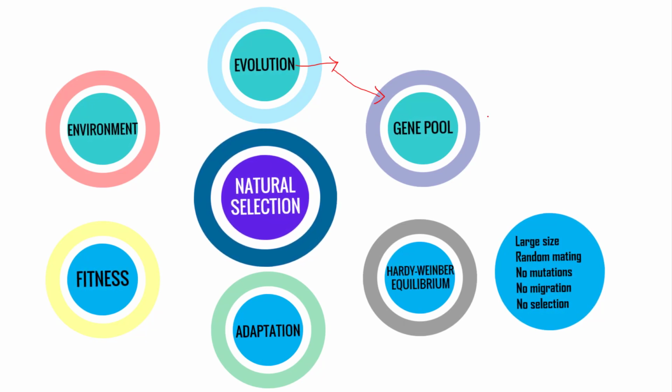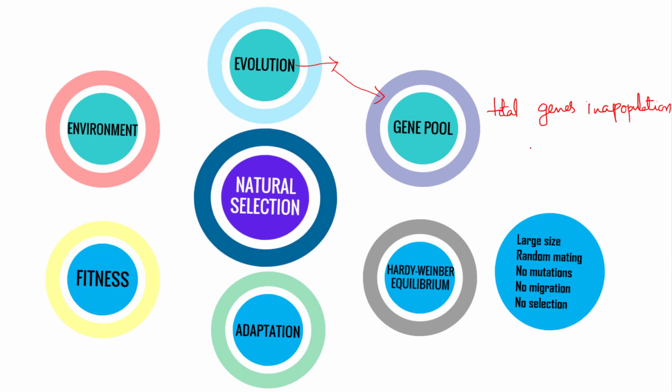We all know that the total genes present in a population is in general considered a gene pool. So the total number of genes which are present in a population, we generally call a gene pool. Here, varieties of allelic frequencies are in general maintained in a population, which is considered the gene pool.